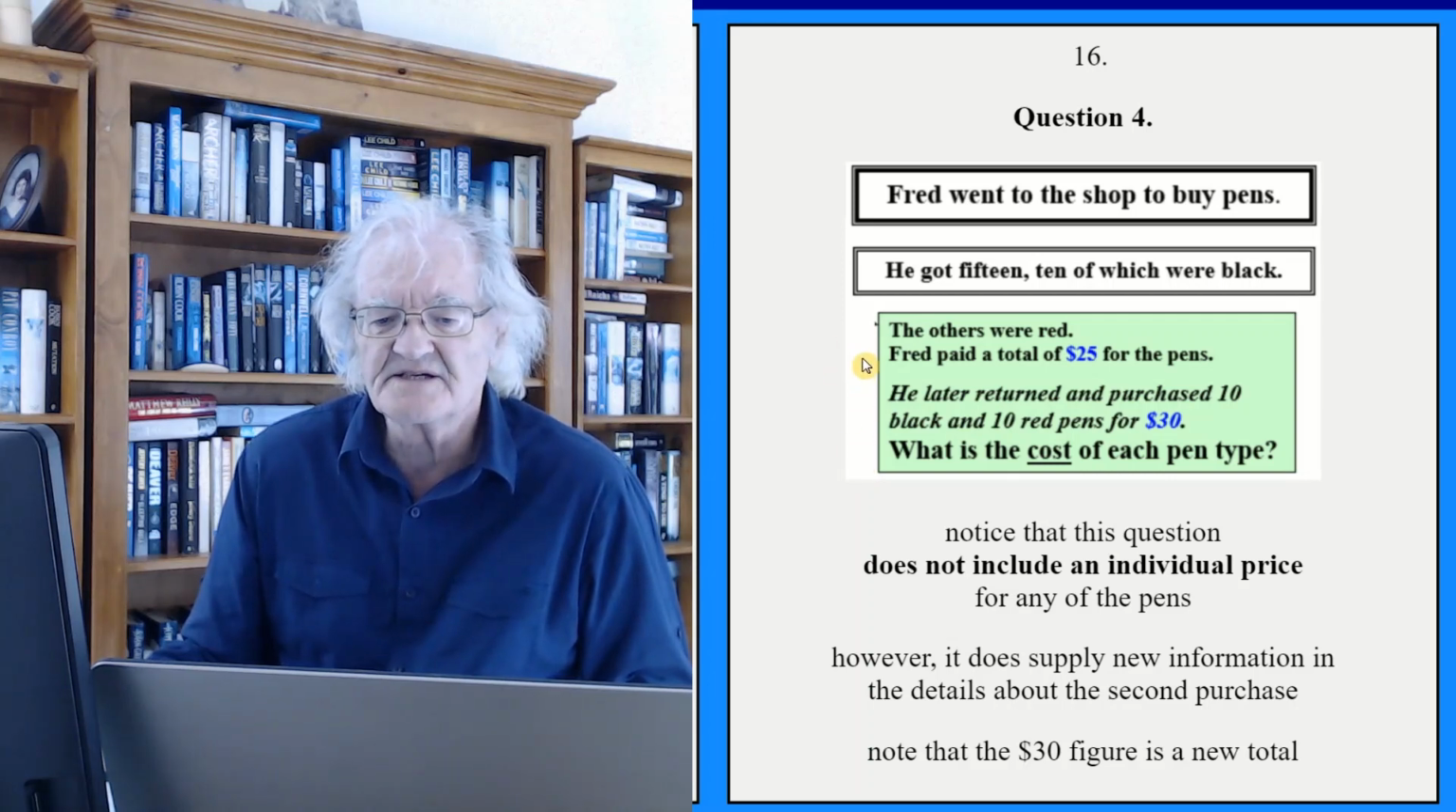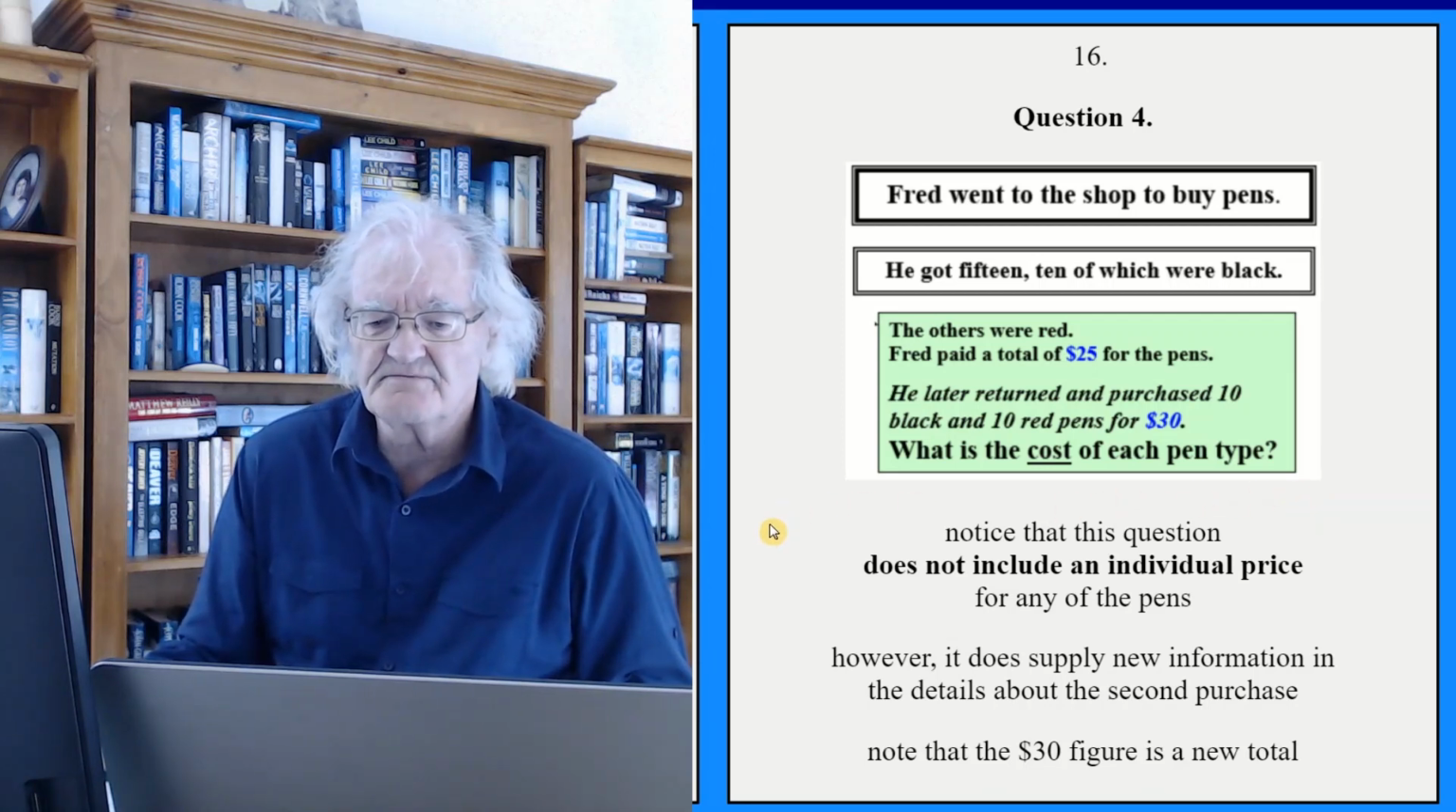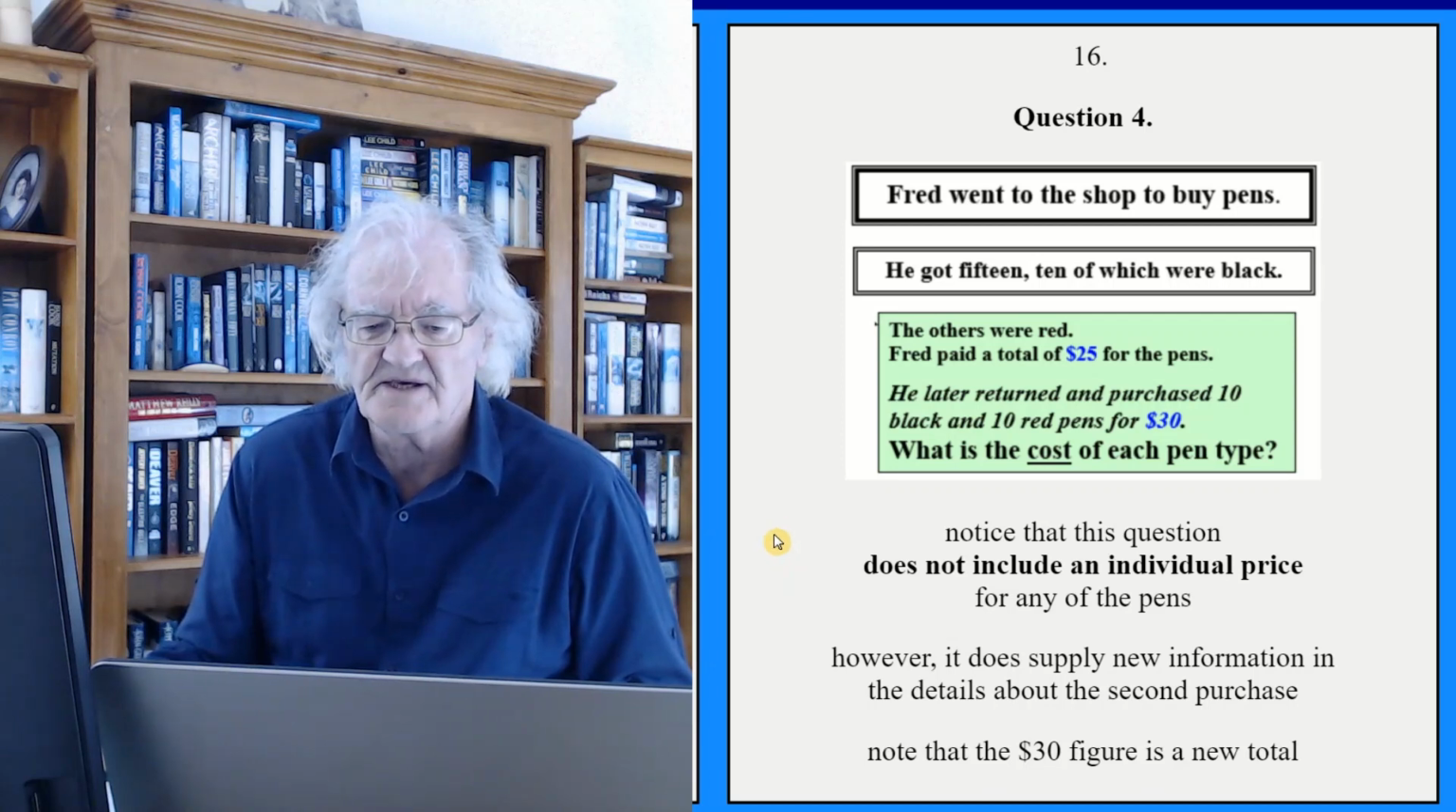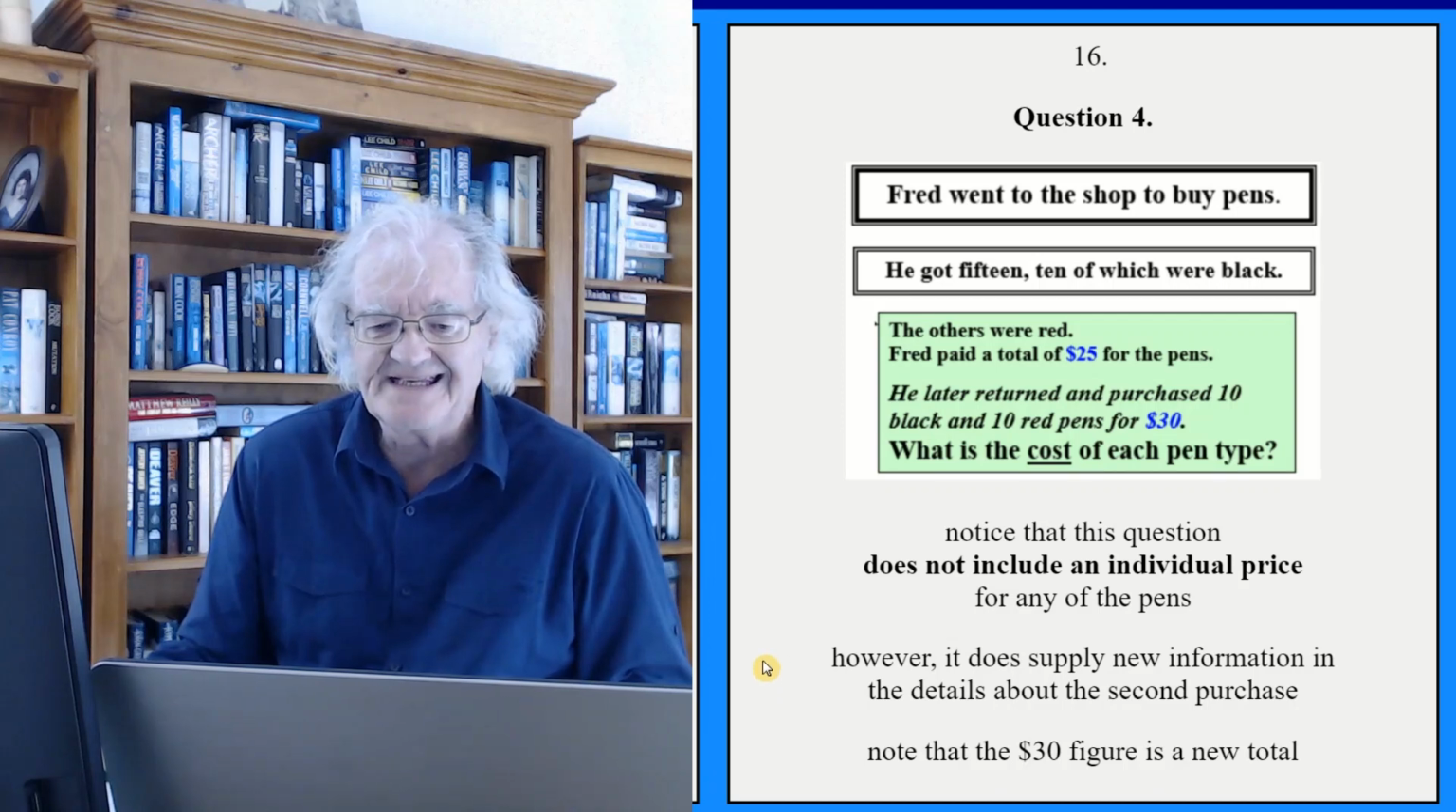It is supplying us with two totals. It asks for an individual price, the cost of each type of pen. So in actual fact, it's asking for two things. So notice that the question does not supply the individual price for any of the pens. However, it does supply new information in details about the second purchase. And that information, the $30, is another total.